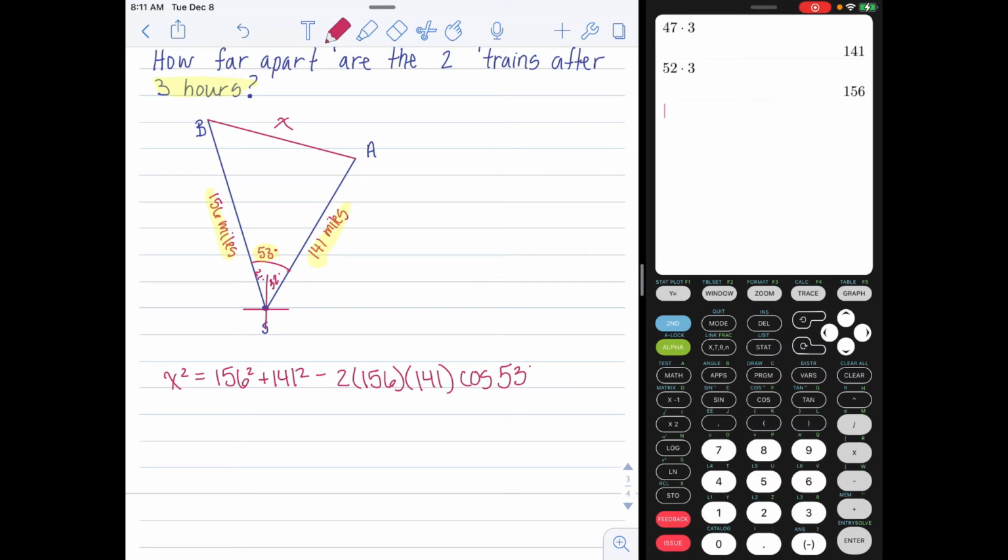So plugging this into my calculator, taking the square root, make sure you're in degrees, should be getting 133.20 miles in this one.